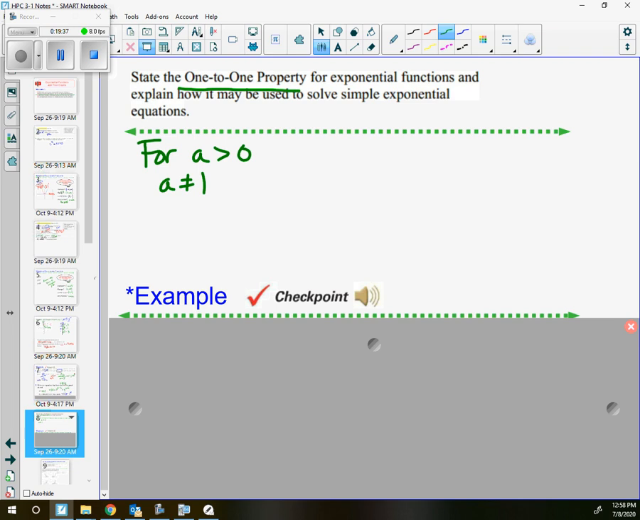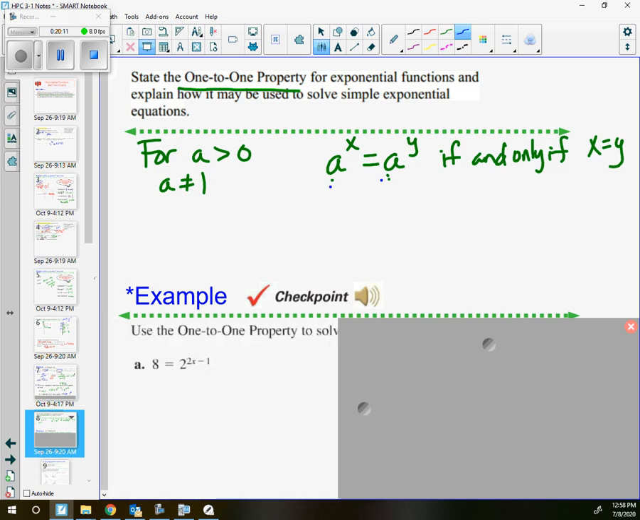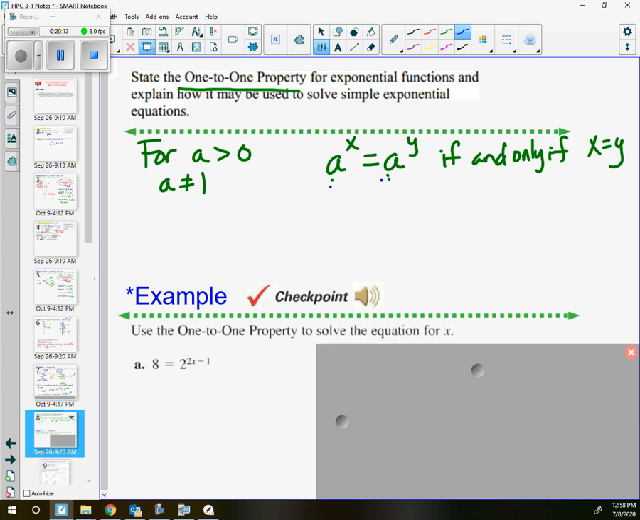Here's what the one-to-one property, or equality property, says. If you have a to the x equals a to the y, so we have two expressions where the bases are the same, different exponents up there, but these expressions are equal to each other, that happens if and only if x is equal to y. The exponents would have to be equal as well. Kind of makes sense, right? If I have two expressions that are equal and the bases are equal, the exponents have to be equal too. We can use these to help us solve for different values of x. So let's see if we can do that.